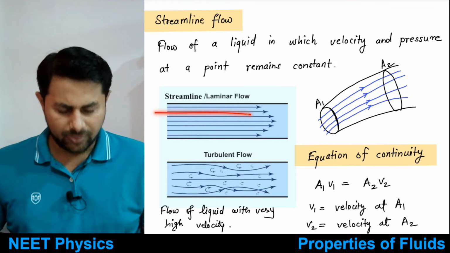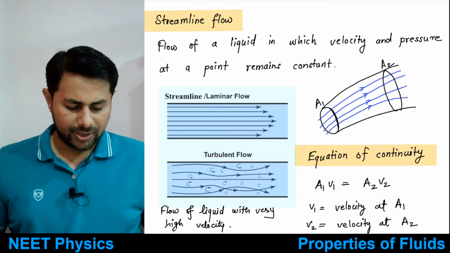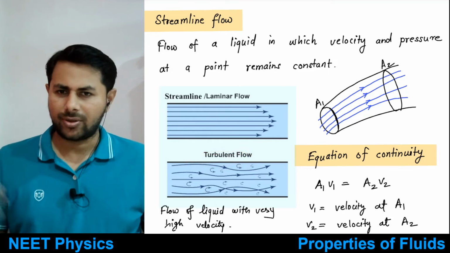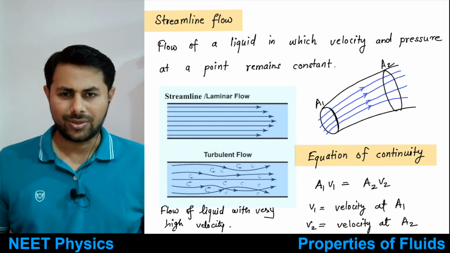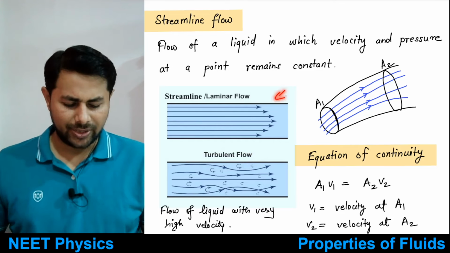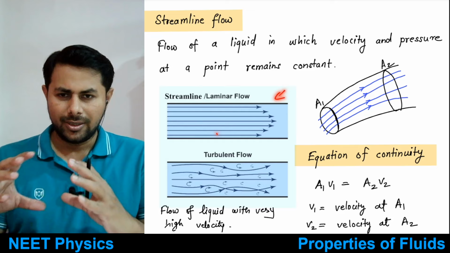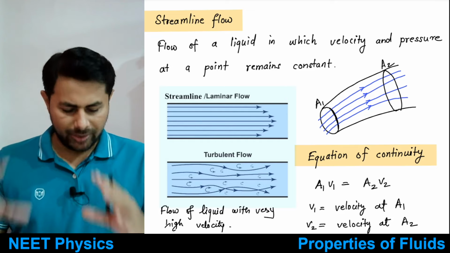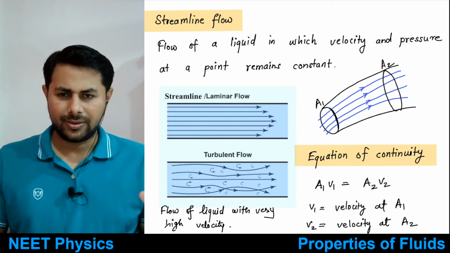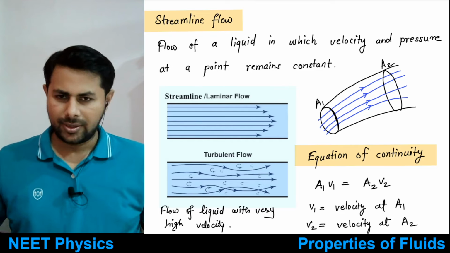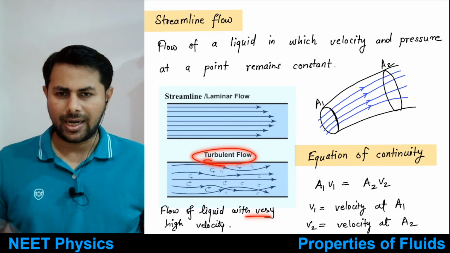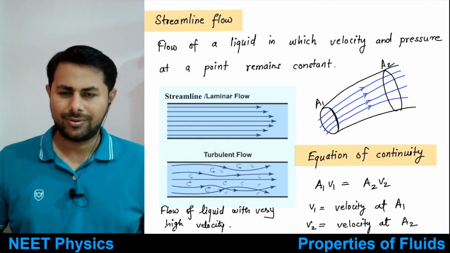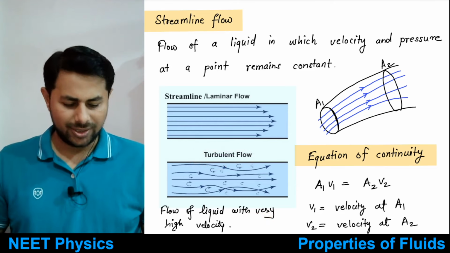So this is flow with some velocity. Turbulent flow is flow of water or any fluid with very high velocity. So here itself you get an idea that streamline flow will be with certain velocity, not that high, and turbulent flow will be with very high speed, very high velocity. Is this clear?